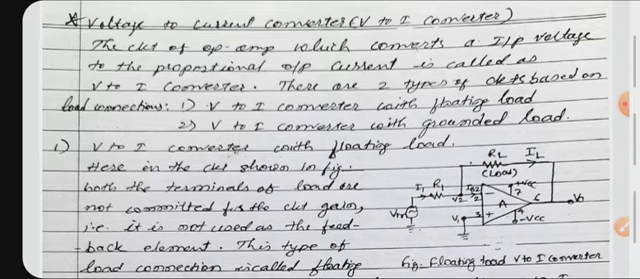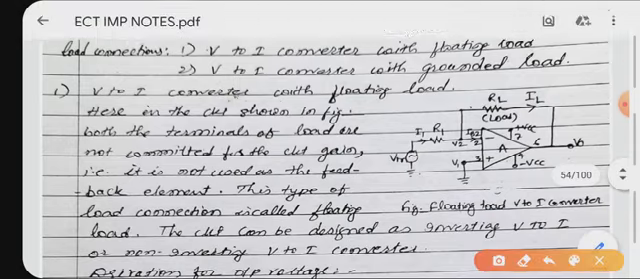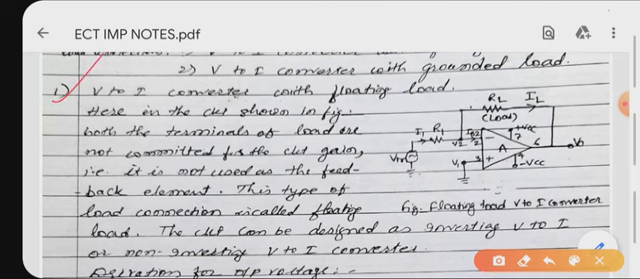Okay, so here you can see the first circuit, V2I converter with floating load. So this resistor is considered as a load, the feedback resistor is considered as a load here, and it is not connected to the ground. Both terminals are connected between pin number 2 and 6. It is acting as a floating load. That's why the name is given as floating load V to I converter.